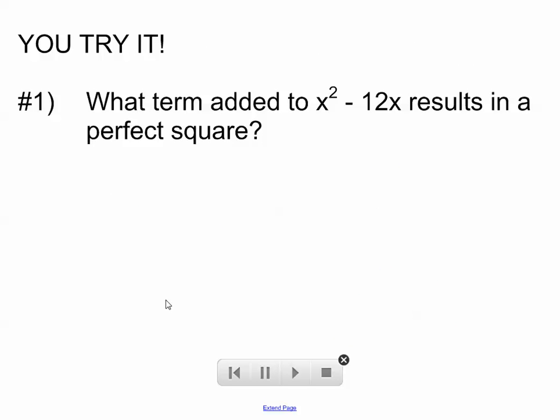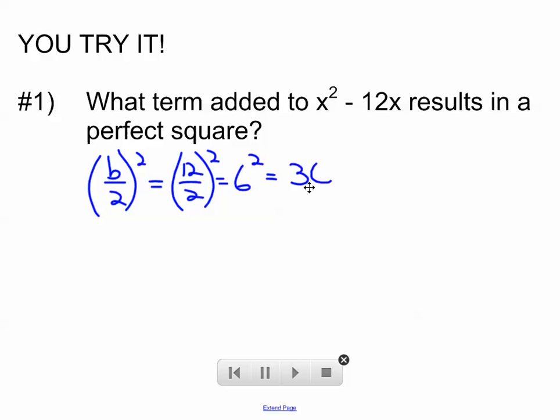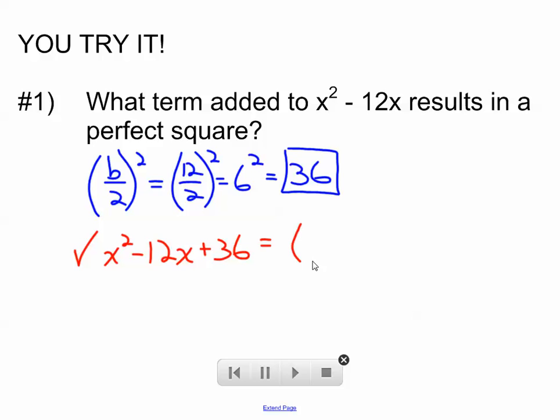All right, so why don't you try this one? Look back at example 1. What term added to x squared minus 12x results in a perfect square? My answer's coming up. All we've got to do is take half of negative 12, or half of 12. You can disregard the negative because you're going to square it anyway. That's it, 36. And the reason is that x squared minus 12x plus 36 is equal to a perfect square, x minus 6 squared.